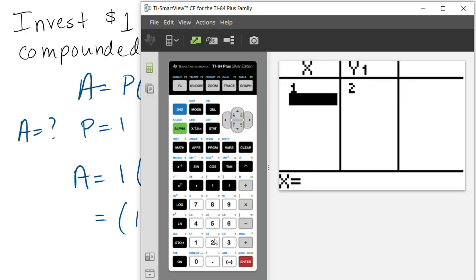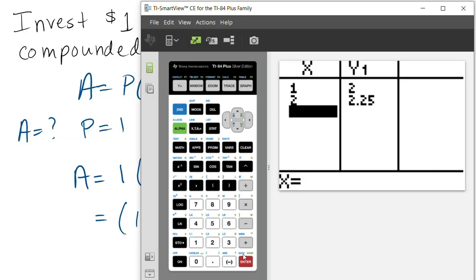If we compound semi-annually, then after 6 months, they'll give us 50%. Remember, they're going to cut that 100% in half. So they'll give us 50% of our investment. Well, that's 50 cents. So now we have $1.50. Then that $1.50 sits for another 6 months, and then they give us another 50%. Well, 50% of $1.50 is 75 cents. So now we have $2.25. So you can see that the model's working.